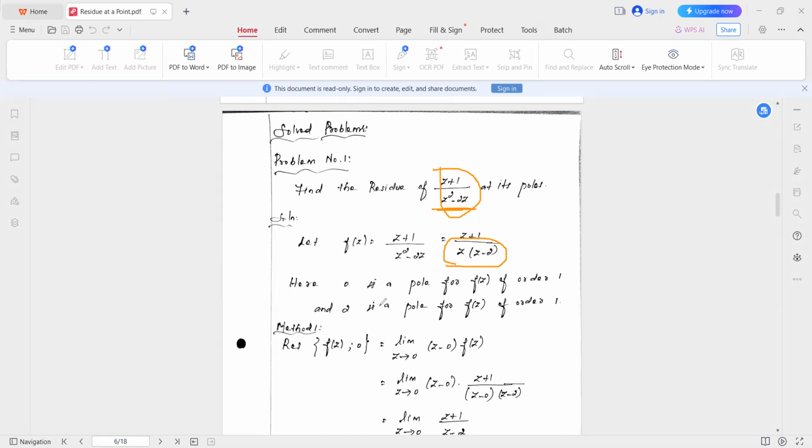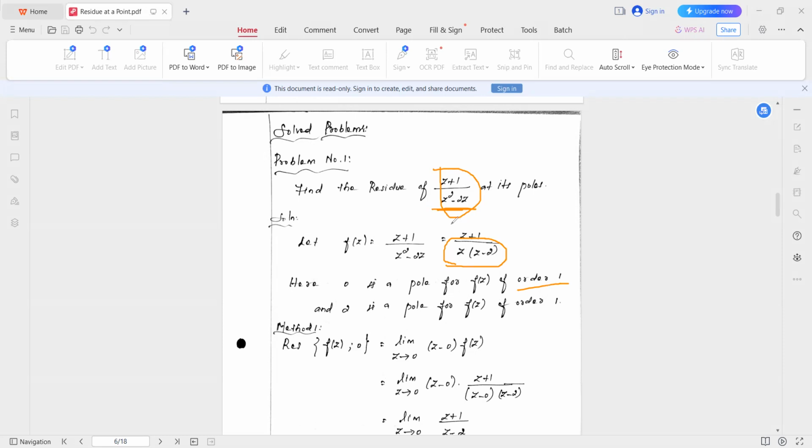And 0 is a pole of order what? Order 1, because z minus 0 is a linear factor of order 1. Similarly, 2 is a pole of order 1. Therefore, 0 and 2 are simple poles. If a is a simple pole, then we have three formulas to find the residue.